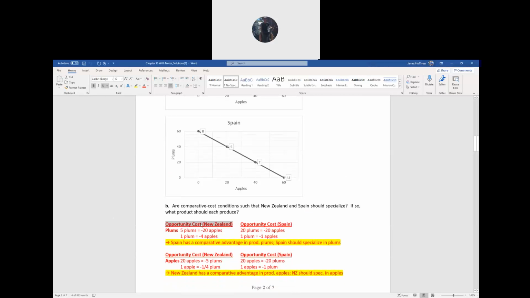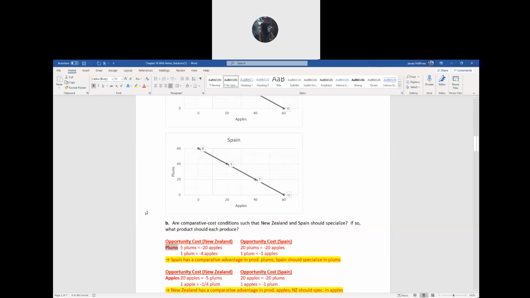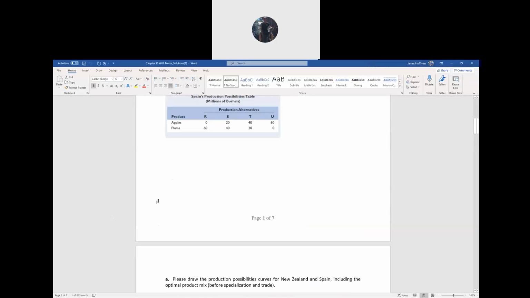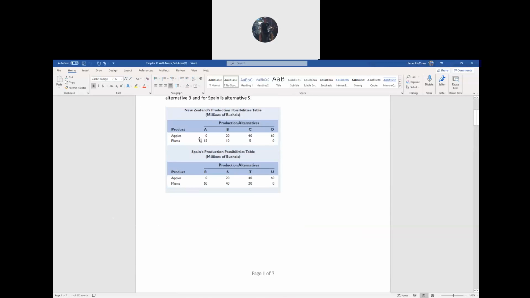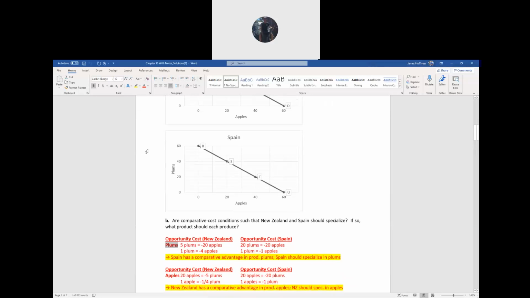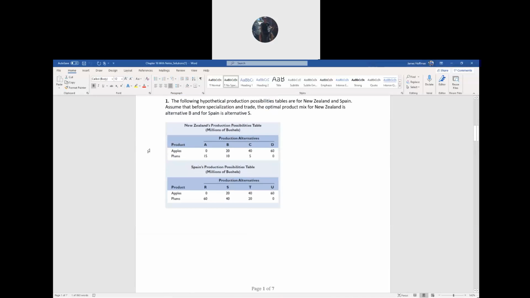Plums. So the opportunity cost, this left side will be New Zealand. All right, so let's do plums first. Okay, so it's going to be constant because I simplified it to be everything's linear, right? So the rate is always the same. So look at New Zealand, and we're looking at plums first. So what does a plum cost them?